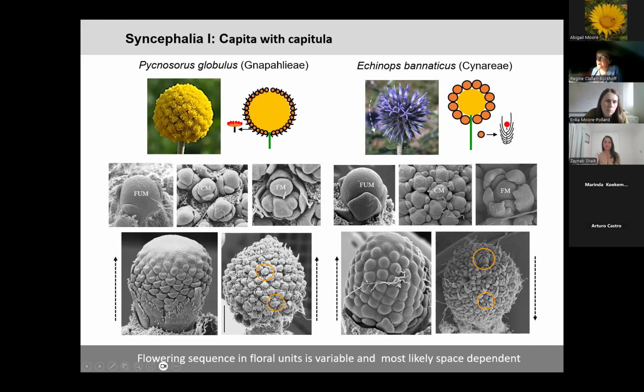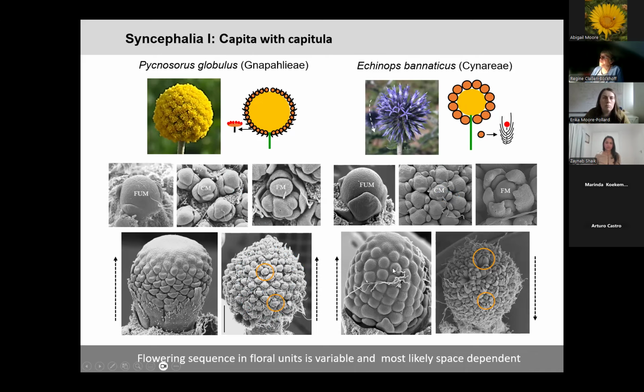The capitular meristems develop flower meristems, and during this process, the whole syncephalium enlarges and reaches such a globular shape. Flowering sequence is almost simultaneous with a weak centripetal gradient, which you can also see here: it is a little bit more developed in the base than in the top.